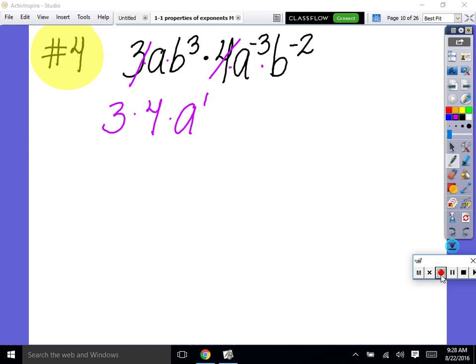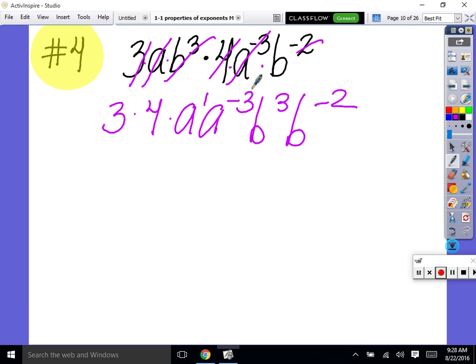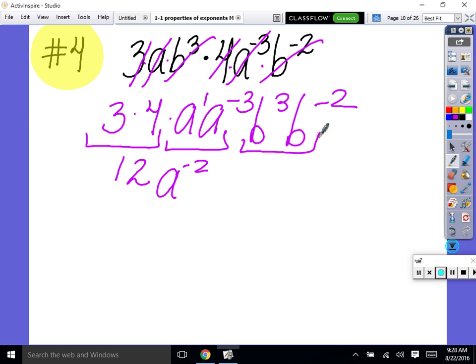So just quickly watch. So I'm reordering it. We have a to the first, a to the negative 3, putting that b cubed, b to the negative 2. I reordered it so my like bases are by each other. So now we can simplify it. That is 12, right? When you multiply numbers, you multiply the numbers. When you multiply, you add. So we have a to the 1 minus 3, right? 1 plus negative 3, which is negative 2. And then we're adding up 3 plus negative 2, which is 1, right?